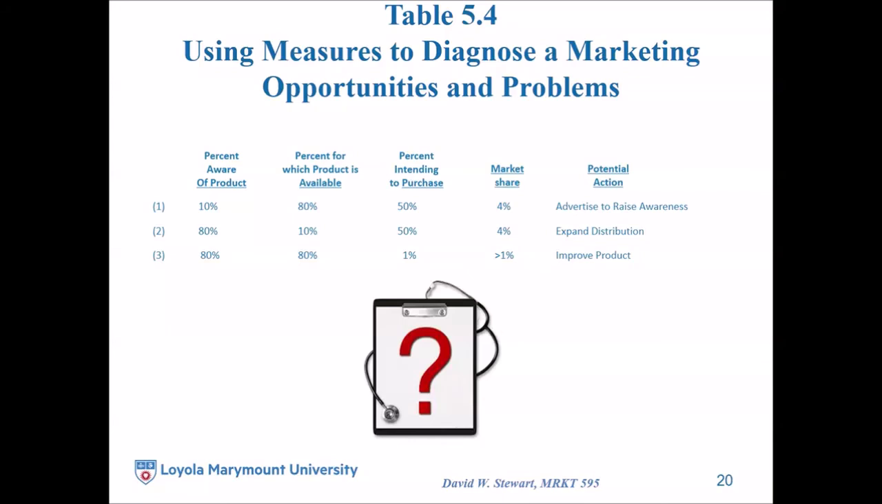And then I've got a product out there, everybody knows about it, everybody could get it, it's well distributed, it's just nobody intends to buy it. By the way, the best way to assure a really bad product dies is to advertise. Get people to try it once. Well, this is a situation where my diagnostic information tells me I need to improve the product.